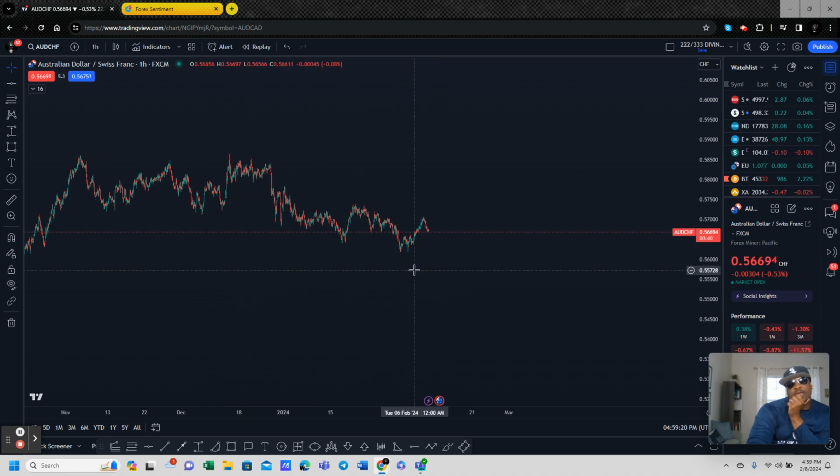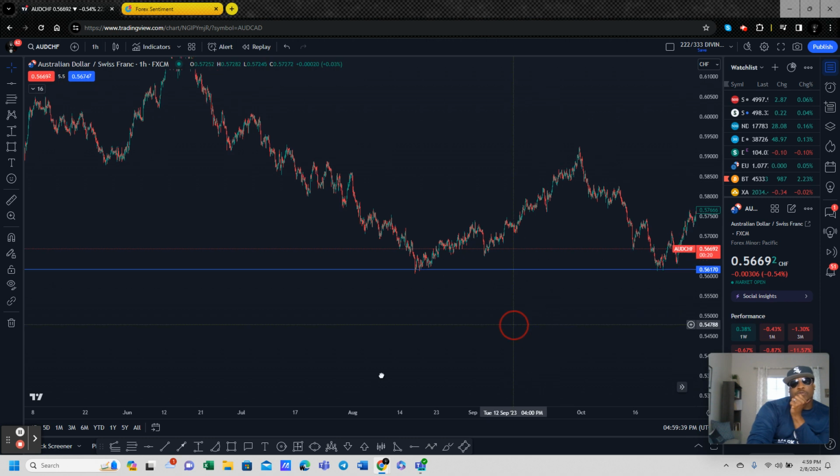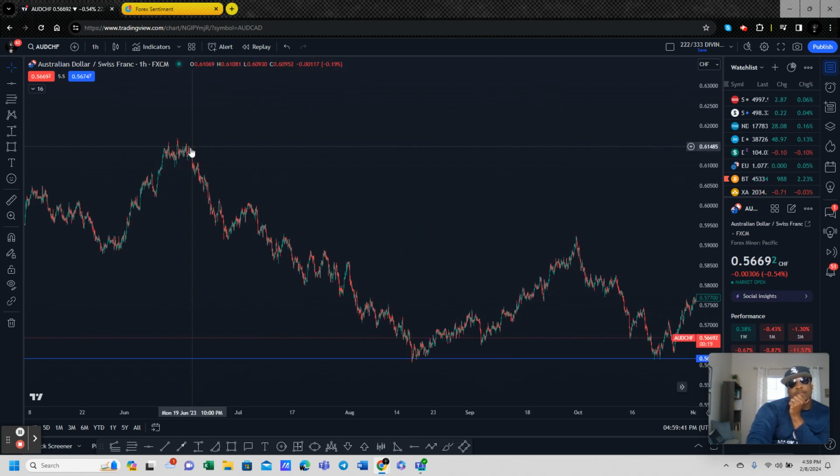We see we're establishing some lower lows and lower highs. So this right here was a lower high. I expect the price to break this level right here, and we start to establish a little bit of a downtrend. We already had a massive move from June all the way down.